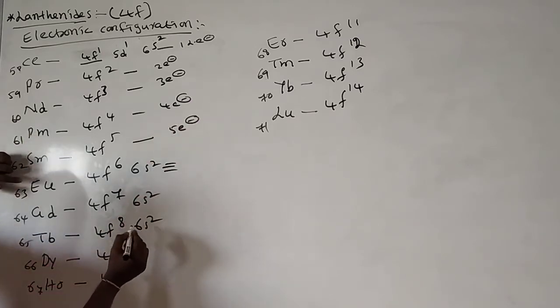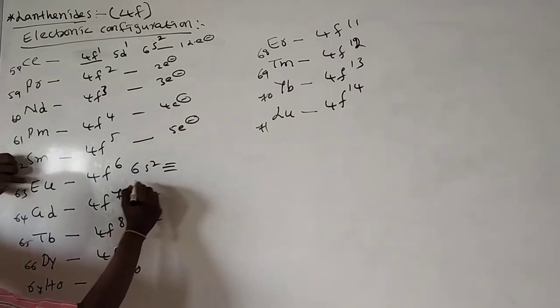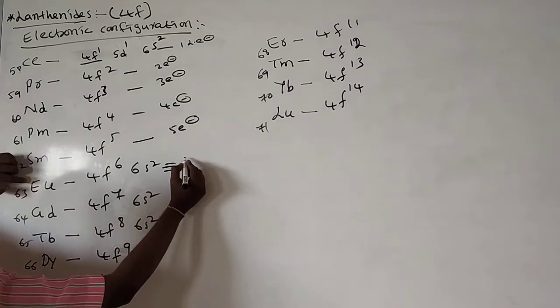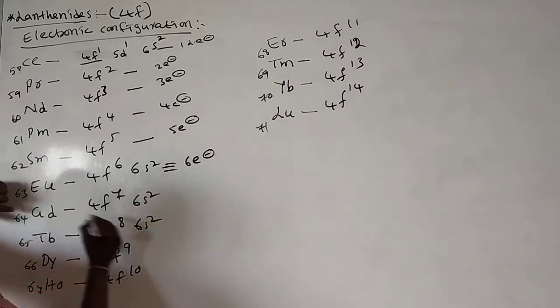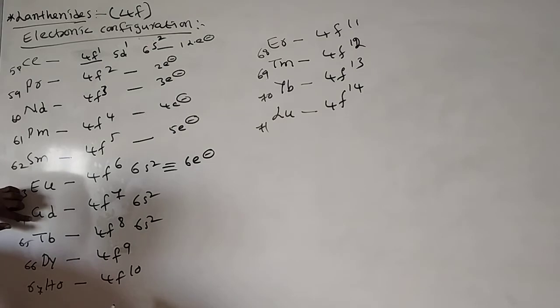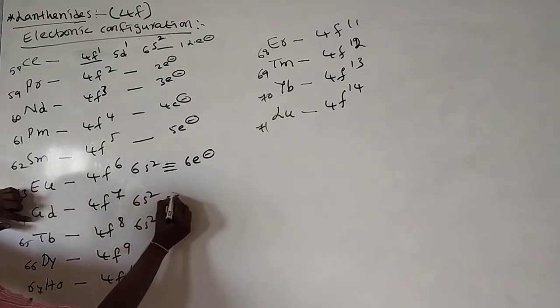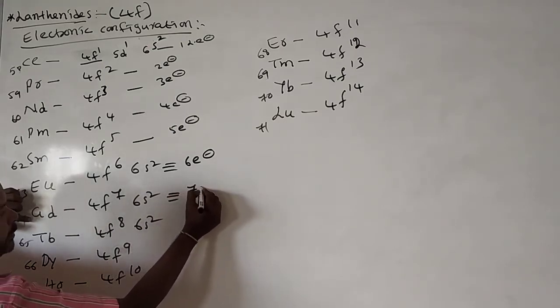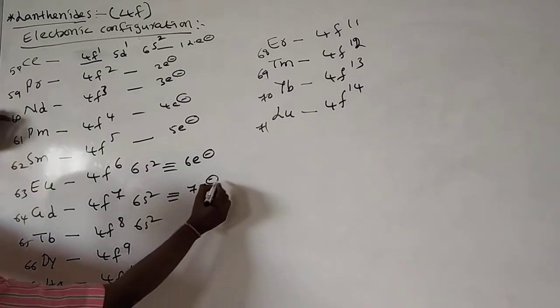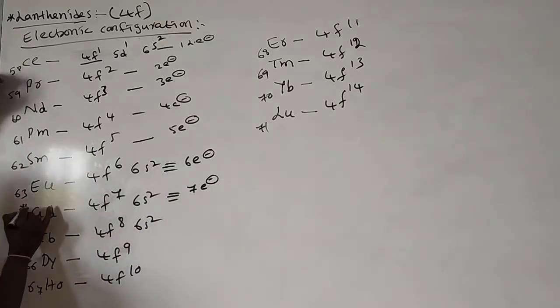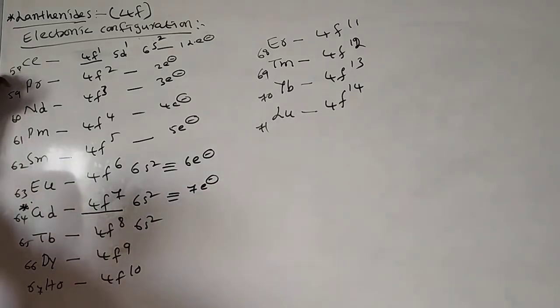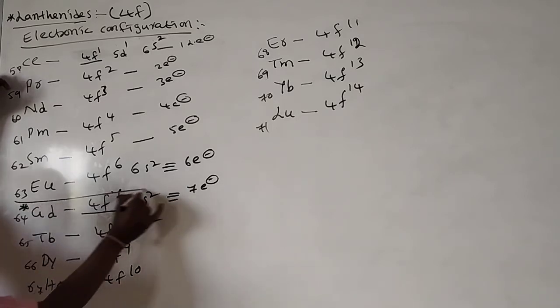Here europium, we call it, has 6 lone electrons. Here Gd, we call it gadolinium. Here 7 lone electrons. This is a stable one. Why? Because it contains half-filled electronic configuration, so it is stable.